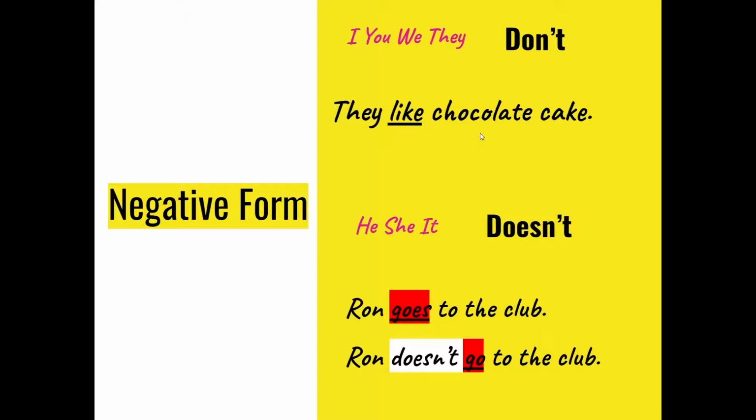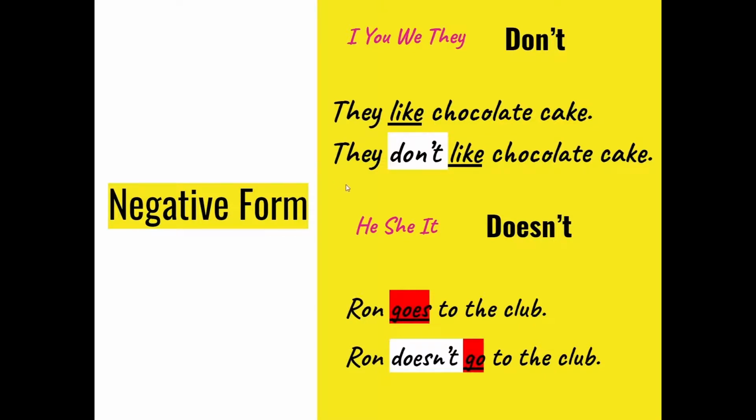So I want to say they don't. This does not happen. I want to change it into negative. I'm going to look at the subject. Is it he, she, or it? No, it's they. So I'm going to use don't. They don't like chocolate cake. The verb is the same. They don't like chocolate cake.